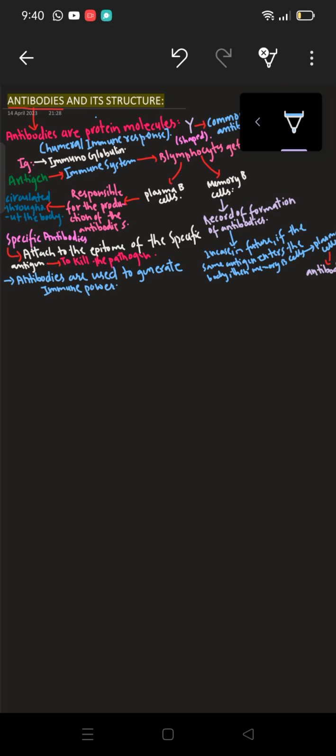So in the next class we'll be talking about the structure of the antibody, which is Y-shaped. I have already told you, but we'll be discussing in detail the light chain, heavy chain, and the disulfide loops and disulfide bonds. So we'll be discussing all of those.